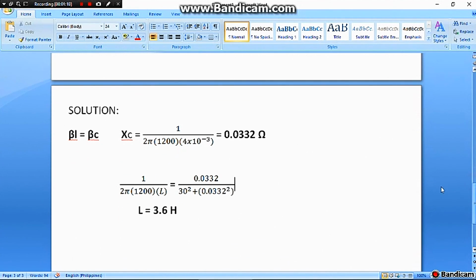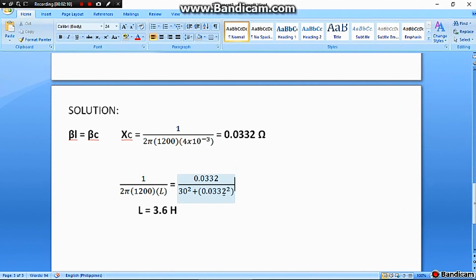1 over 2 pi 1200 L, or 1 over XL. This is the equivalent of the inductive susceptance, because the reactance is the reciprocal of the susceptance, or vice versa. Then the next one is the capacitive susceptance. The equivalent for that is this one: this is the capacitive reactance, this one is the resistance, and this one is the square of the capacitive reactance.